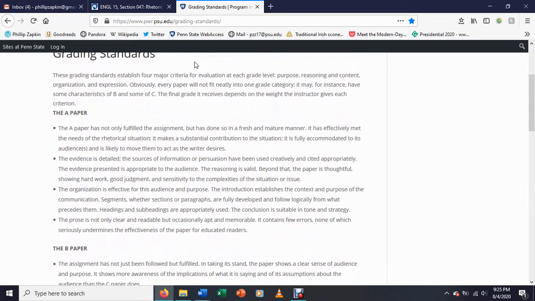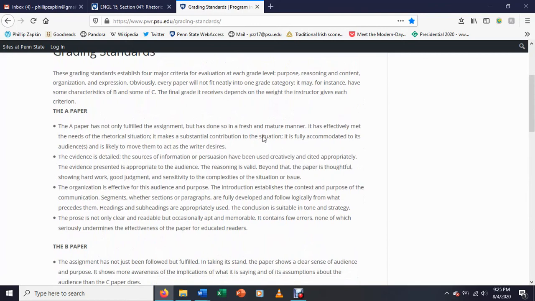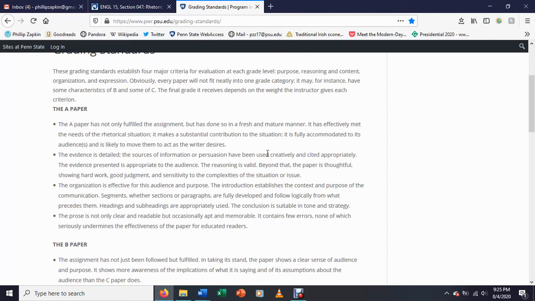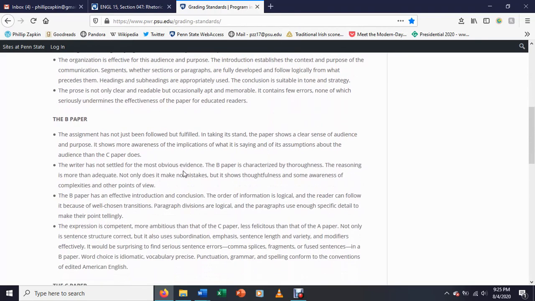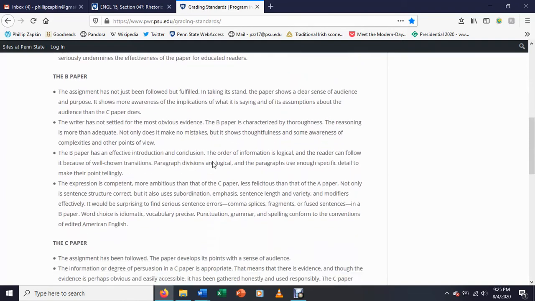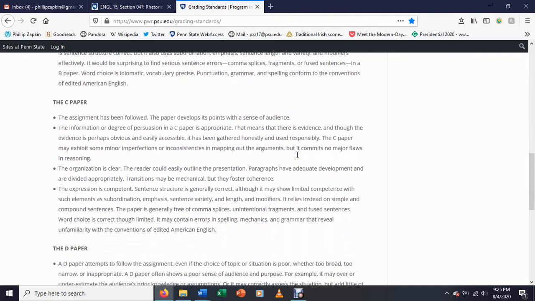But again, the key things to remember here. The A paper is exceptional. It is in some way unique and strong, and it far surpasses the minimum requirements for the assignment. The B paper is strong, it's solid, it does a good job surpassing the basic requirements of the assignment. The C paper meets the requirements of the assignment.